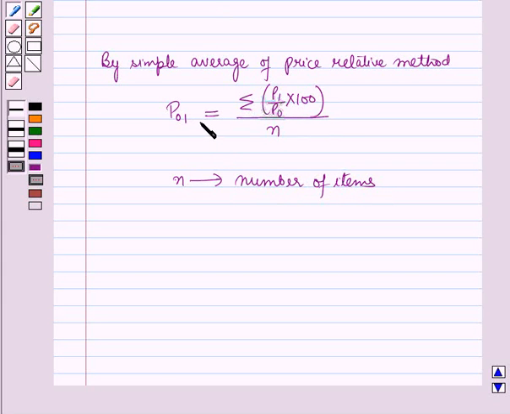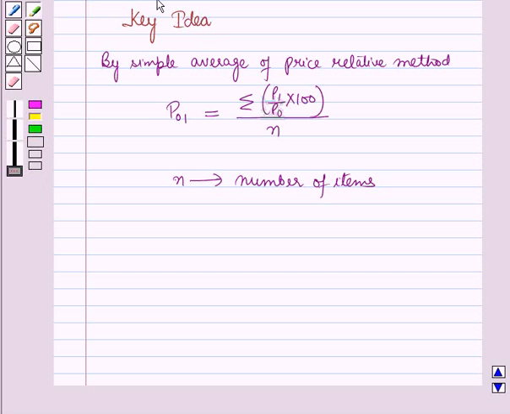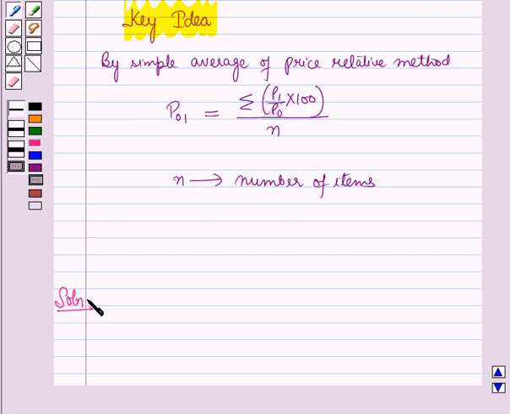Here P01 denotes the price index number for the current year with reference to the base year, P1 denotes the current year prices, and P0 denotes the base year prices of all the commodities under consideration, and P1 over P0 into 100 denotes the price relatives of all the commodities under consideration. So this result will work out as a key idea for solving the given question. And now we will start with the solution.